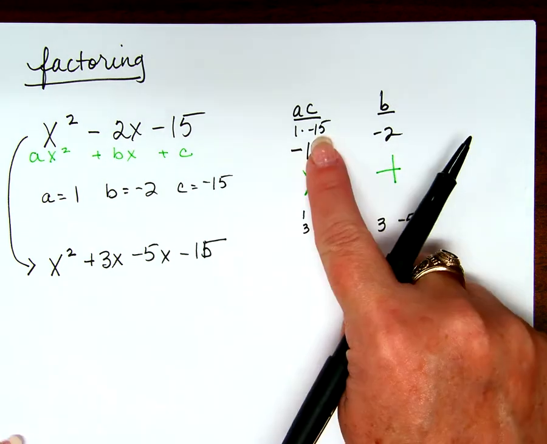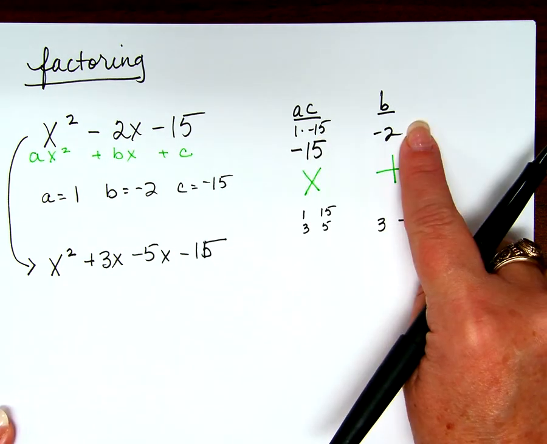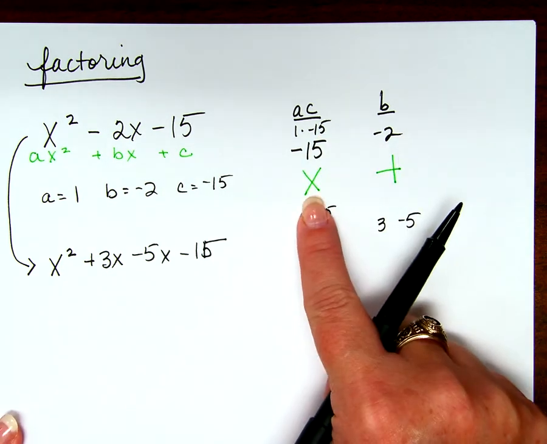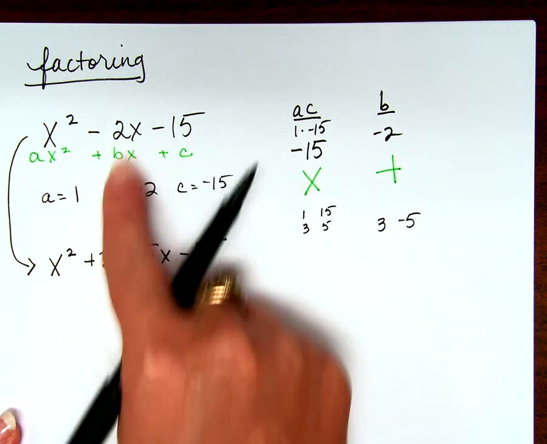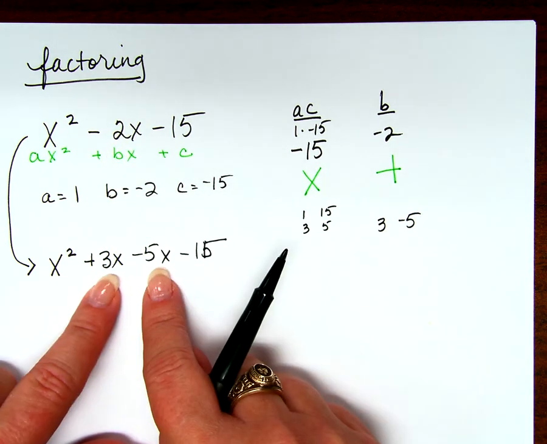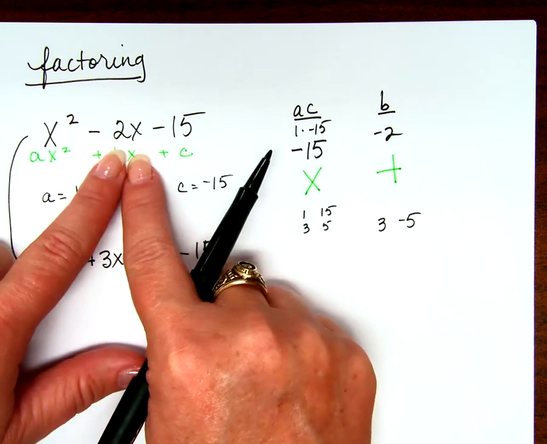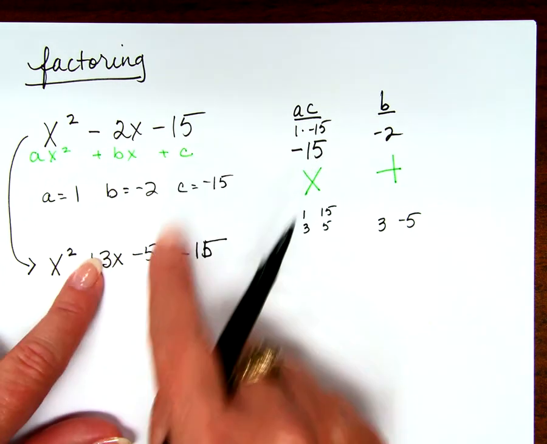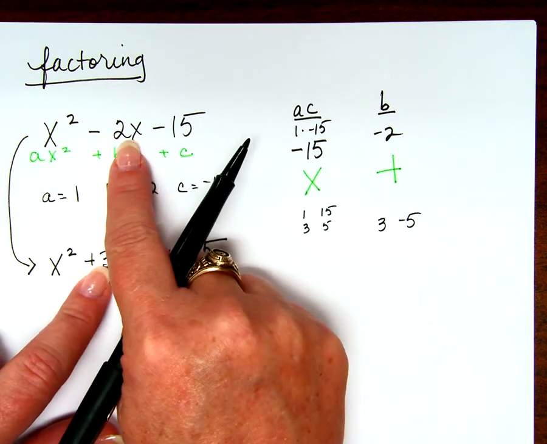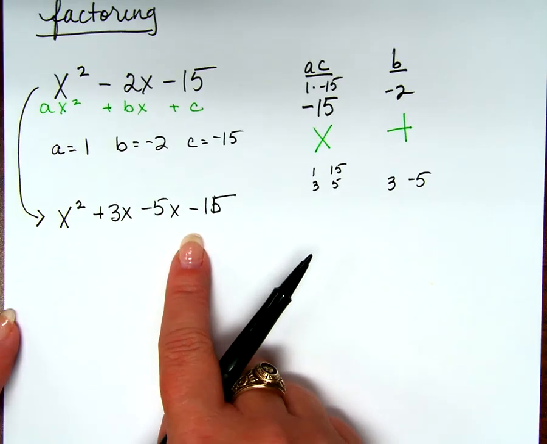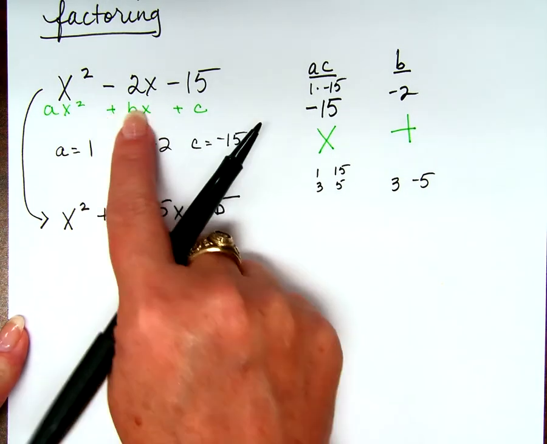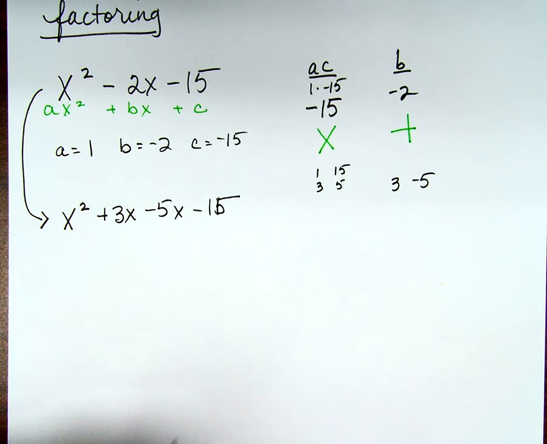I figured out what AC was. I figured out what B was. I figured out what multiplies to be AC and adds to be B. And I took that middle term and split it into the two parts. This is still an equivalent equation with this, isn't it? Because 3 minus 5 is negative 2, right? Okay. Now it has 4 terms. And you might be thinking, why in the world would I go from 3 terms to 4 terms?